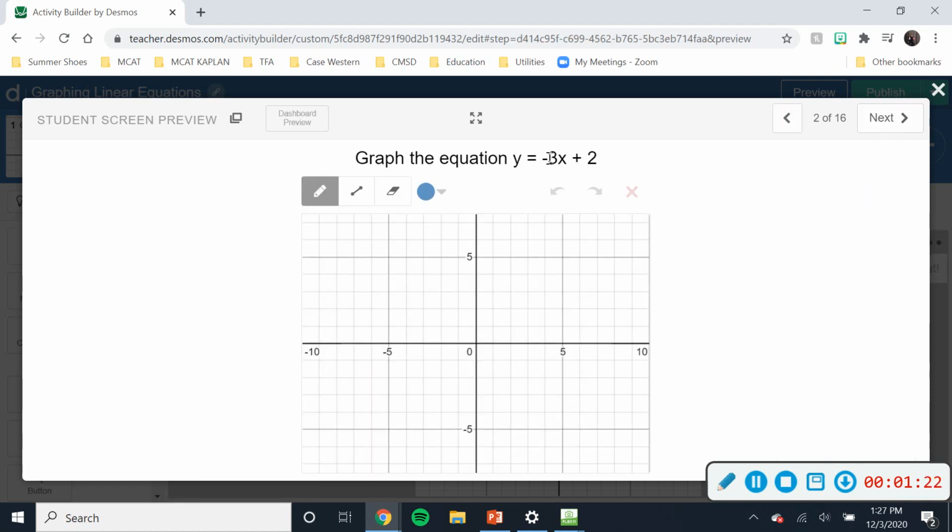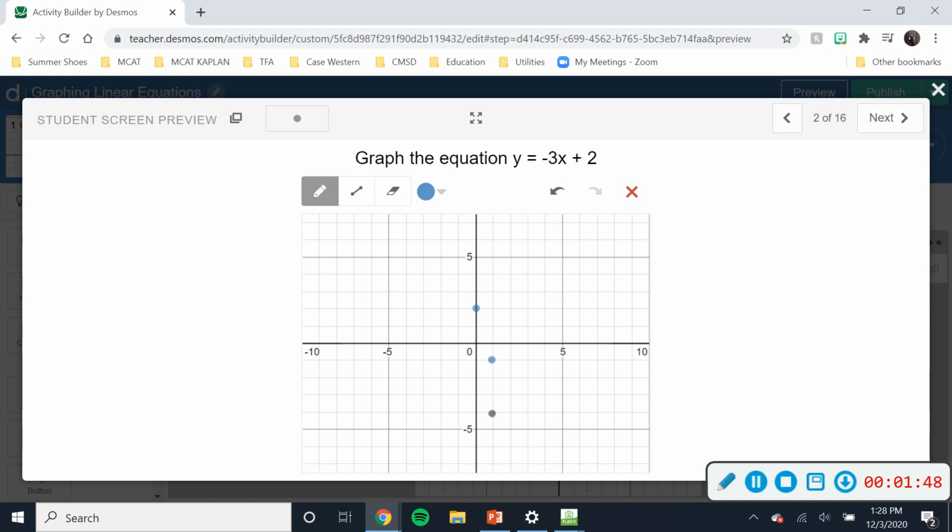This one has a negative slope, -3x, so we'll need to graph that differently. And our intercept is +2. So always start with the intercept. We start with +2, so I'm going to put a dot right here. And then our slope is going to be different. Because we have a negative slope this time, it means that we need to go down 3. So we go down 1, 2, 3, and then always go to the right 1 space.